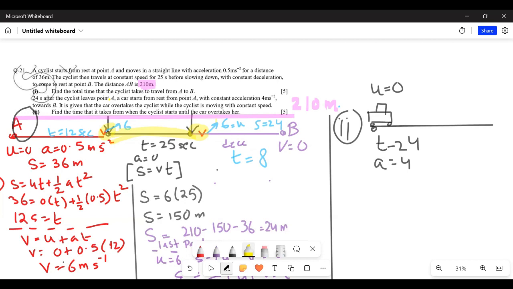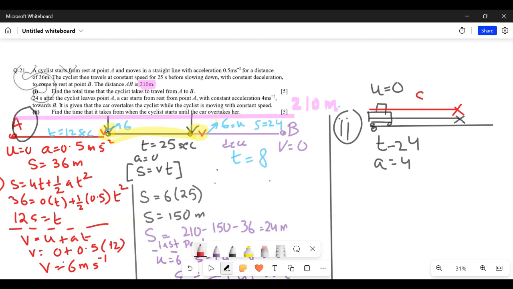It is given that the car overtakes the cyclist when the cyclist is moving with a constant speed. Find the time that it takes from when the cyclist starts until the car overtakes her. So you have to find the time when the car overtakes the cyclist. When the overtaking happens, the distance covered by both should be the same. There was a cyclist moving initially, and 24 seconds later, the car starts to move and eventually catches up with it.